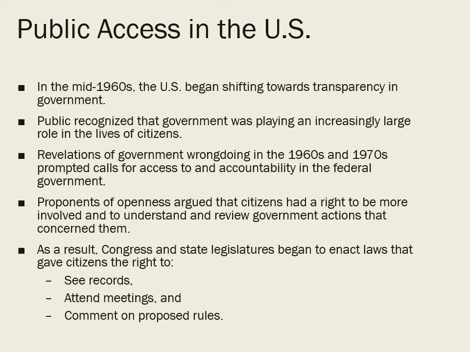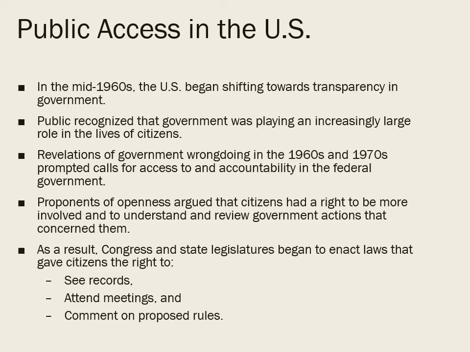And throughout the 60s and 70s, there were all these revelations of government wrongdoing. And most of these were actually made public by the mainstream media, like newspapers, and that prompted calls for access to and accountability in the federal government. The government wrongdoings that angered the public were related to McCarthyism, the blacklisting of innocent Americans, Watergate, and also the Vietnam War.